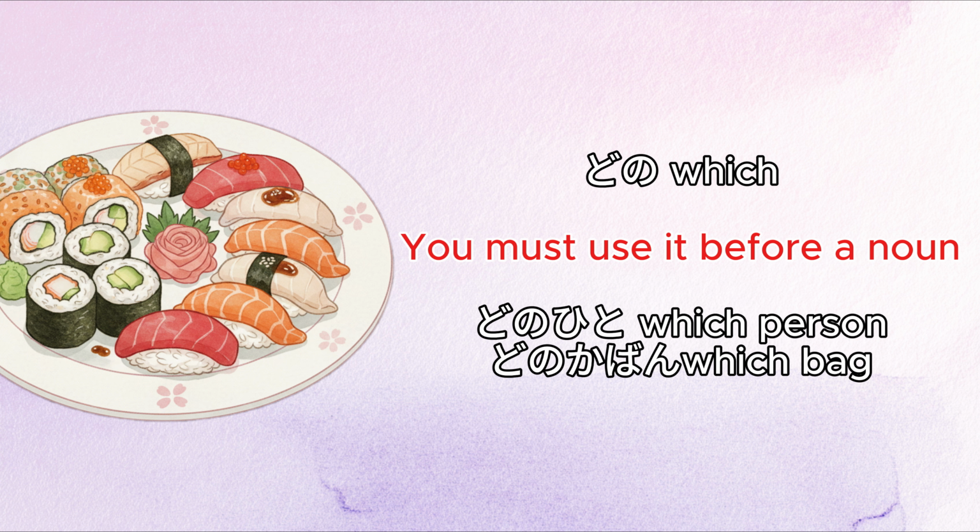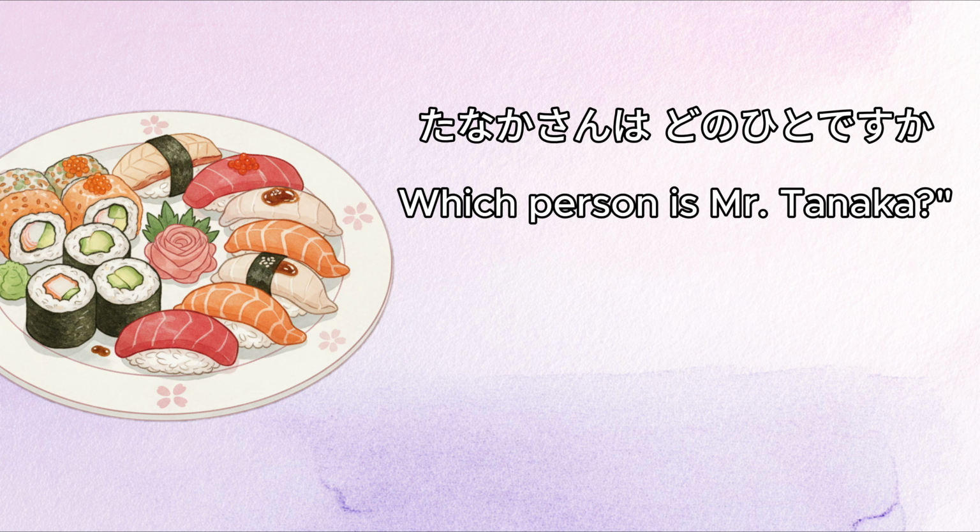You must use it before a noun. For example, どの人, which person, or どのカバン, which bag. Let's practice a conversation. The question is, 田中さんはどの人ですか? This means, which person is Mr. Tanaka? Listen again. 田中さんはどの人ですか? Now you ask the question.